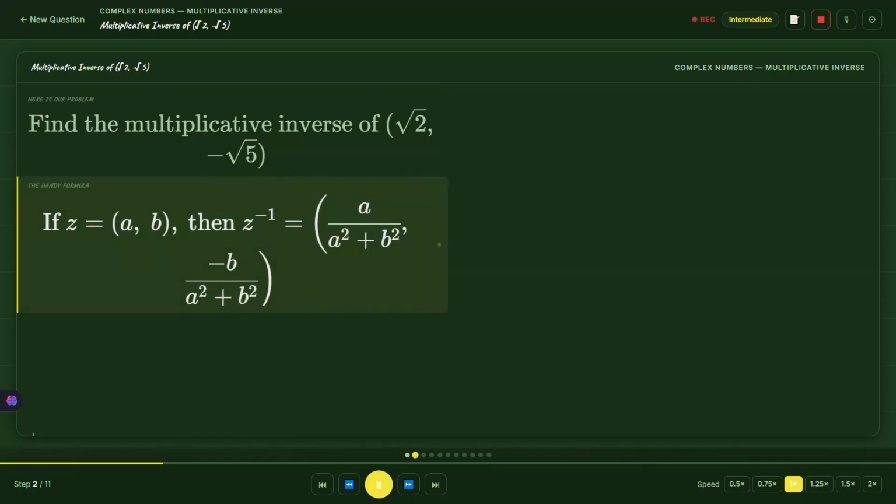Here is the formula we use. For any complex number with parts a and b, we flip the sign of b and divide both parts by a squared plus b squared. Let's use this step by step.